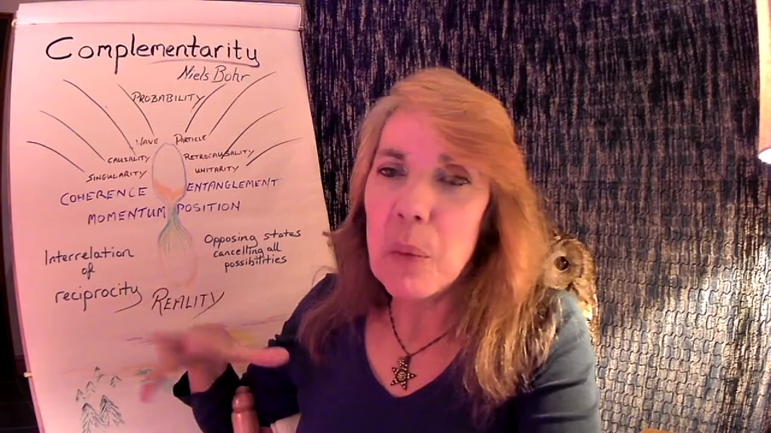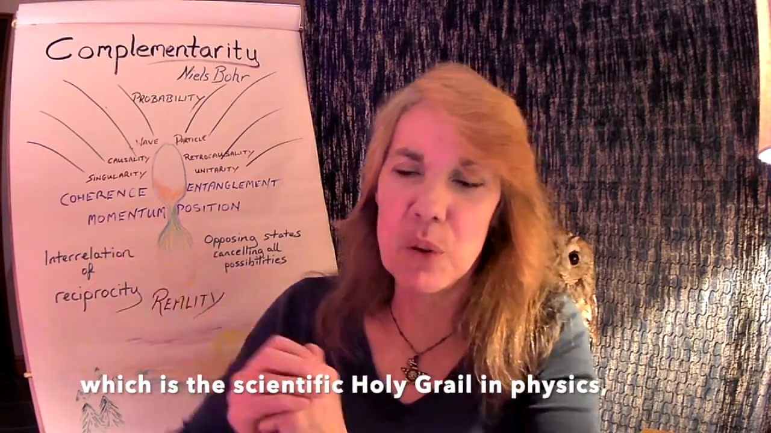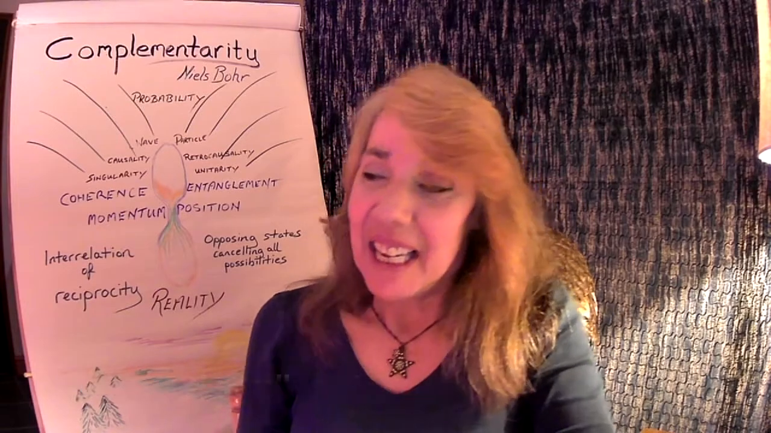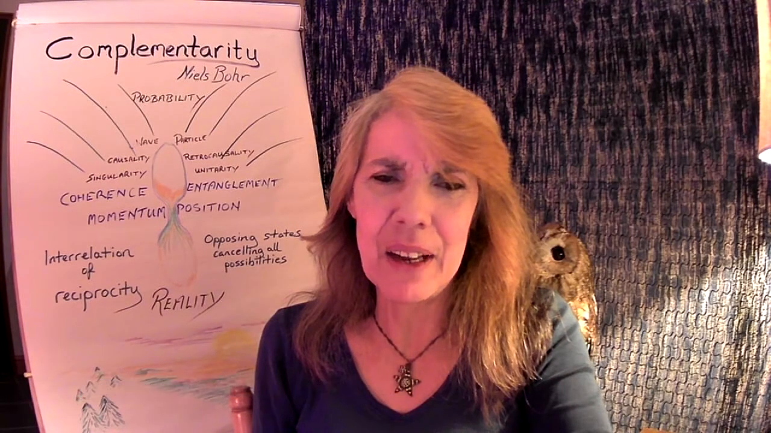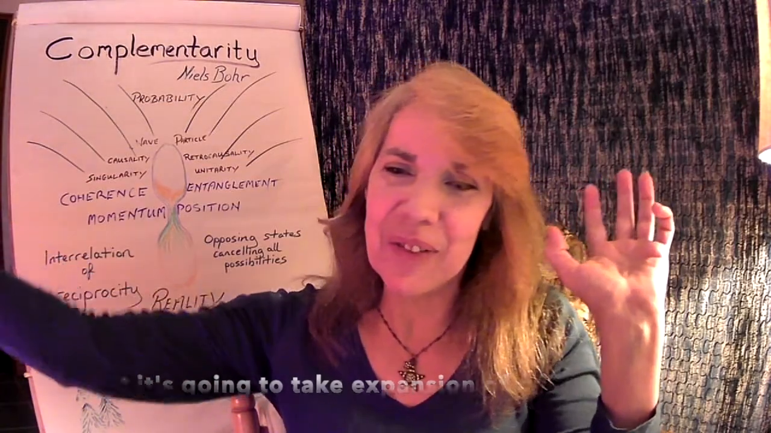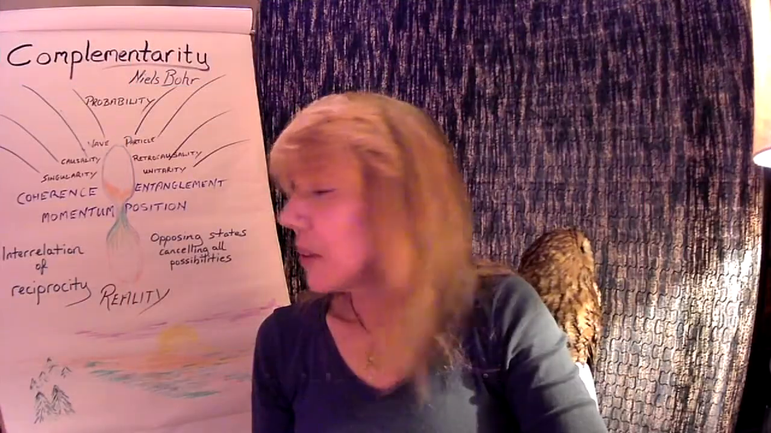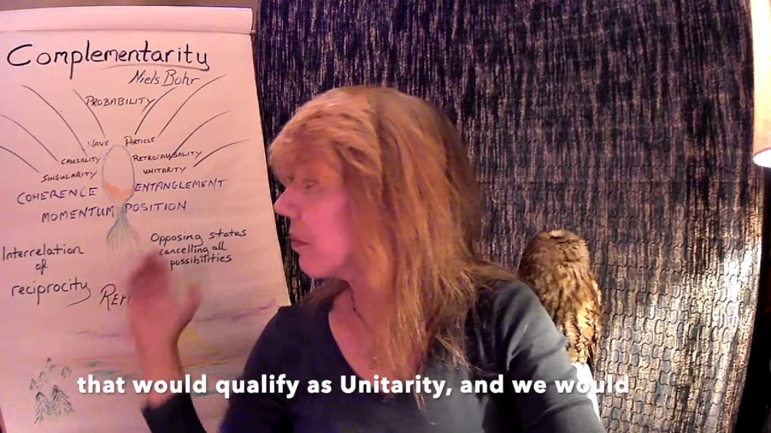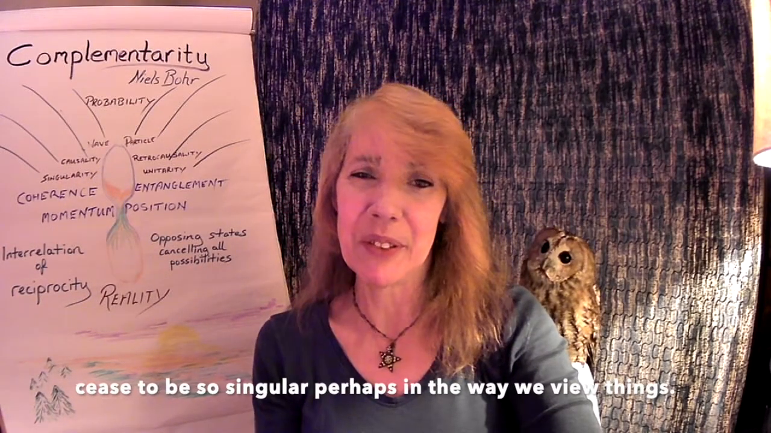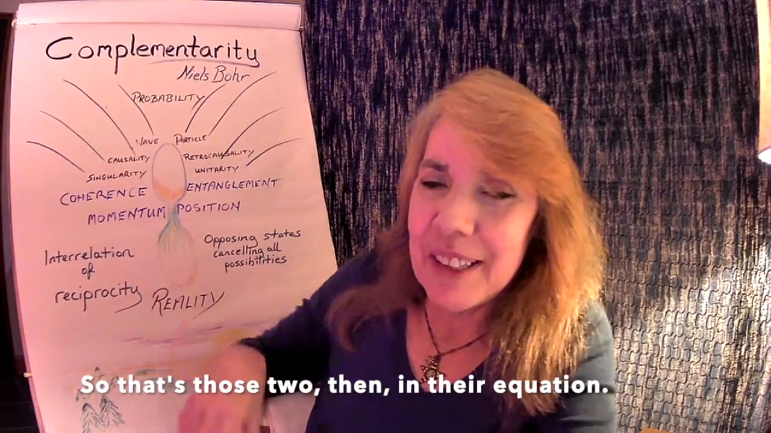Unitarity is the other end of the scale. Now, were we to have a grand unified theory come about, which is the scientific holy grail, that's what everybody's looking for, is the GUT in capital letters. Hey, something's telling me that then you've got to go with your gut, and it's going to take a lot of expansion of mind, let alone expansion of the universe, to get these principles together in some kind of unified way. Were it to materialise, and there were to be a grand theory unifying everything, then that would qualify as unitarity, and we would cease to be so singular perhaps in the way we view things, were that to be the case. So there's those two on the ends of their equation.